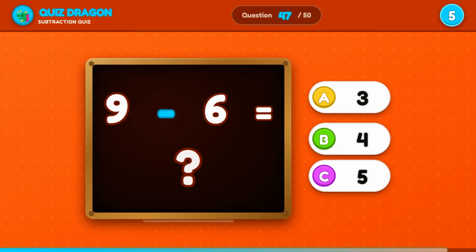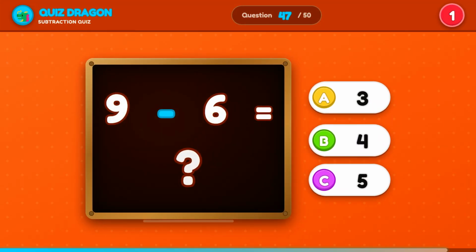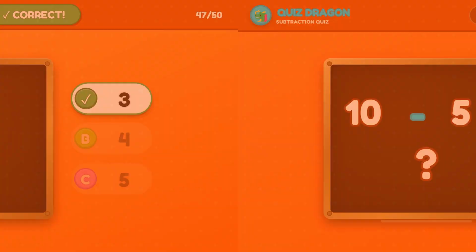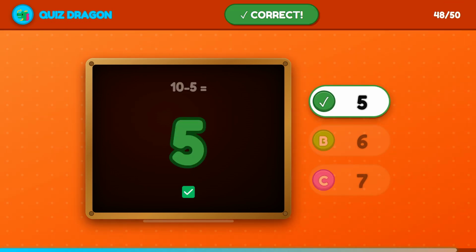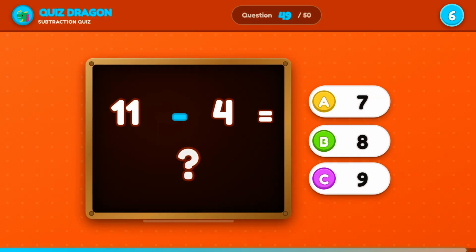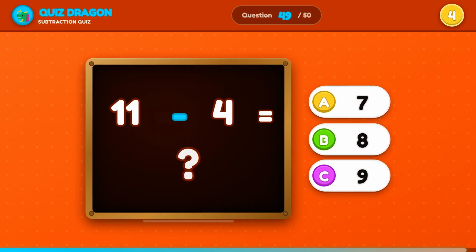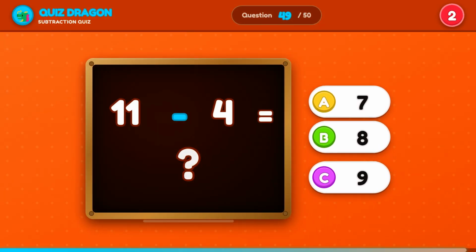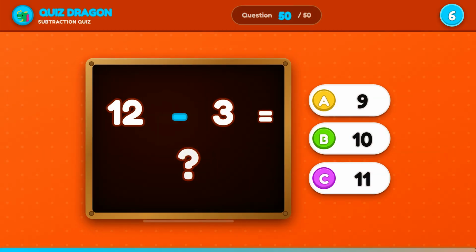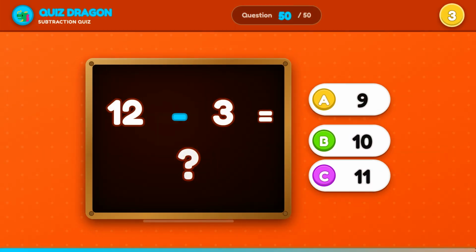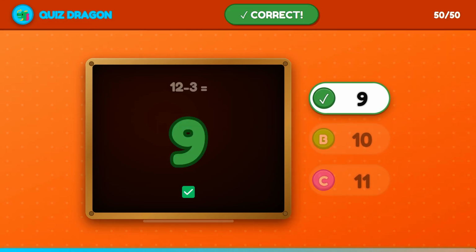Question 47. What is 9 minus 6? The correct answer is A, 3. Question 48. What is 10 minus 5? The correct answer is A, 5. Question 49. What is 11 minus 4? The correct answer is A, 7. Question 50. What is 12 minus 3? The correct answer is A, 9.